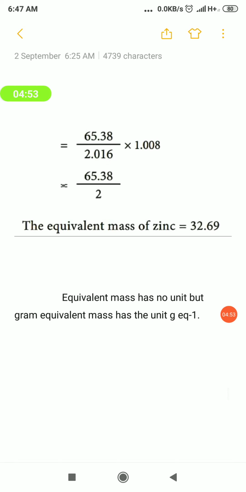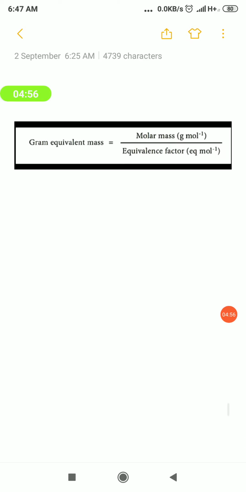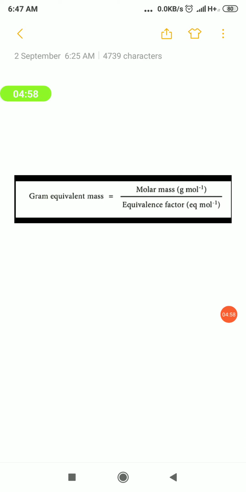So this is the intro about the gram equivalent mass. And for various substances, we can calculate the equivalent mass for acids, bases, oxidizing agents, and reducing agents. So not every time can we have calculations like this. If a particular amount of zinc displaces 2 gram of hydrogen, then what will be the mass of the metal used to displace 1.008? அந்த calculation வச்சு எப்பவுமே நம்ம கண்டுபிடிக்க முடியாது. So there is a formula given to calculate the equivalent mass. That formula is gram equivalent mass is equal to molar mass divided by equivalence factor.